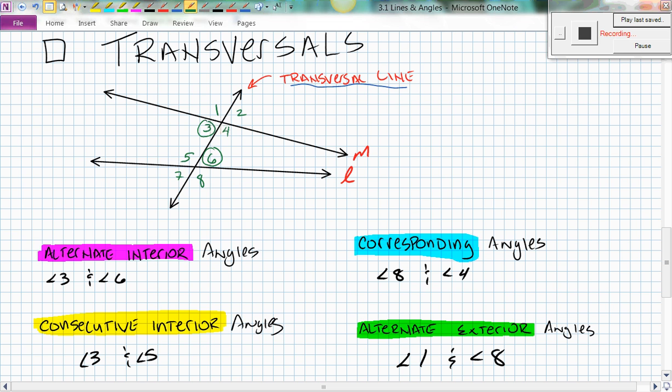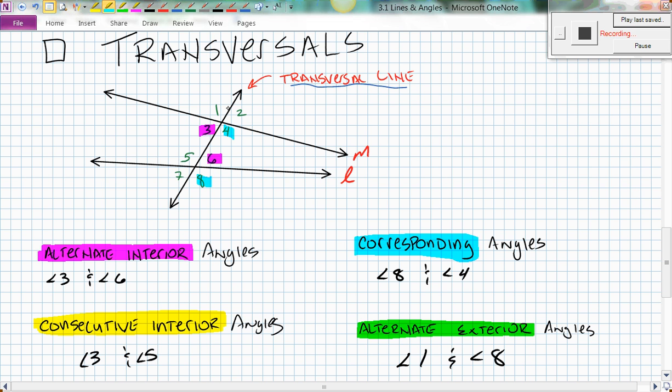We also did that. Alternate interior, these are the purple ones, the 3 and the 6. Corresponding, an example is 8 and 4. 8 and 4 are corresponding because they're in the same location: the bottom right of the transversal and line L, and the bottom right of the transversal and line M. 3 and 5 are consecutive interior angles, which means they are next to each other on the inside of the two lines, on the same side of the transversal. And 1 and 8 are alternate exterior.